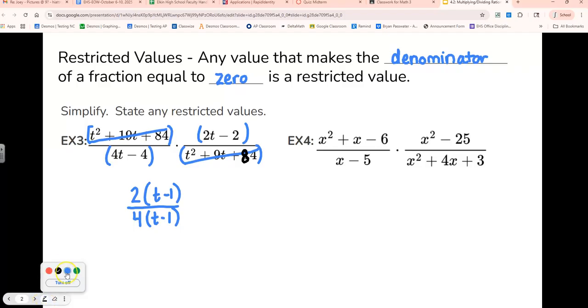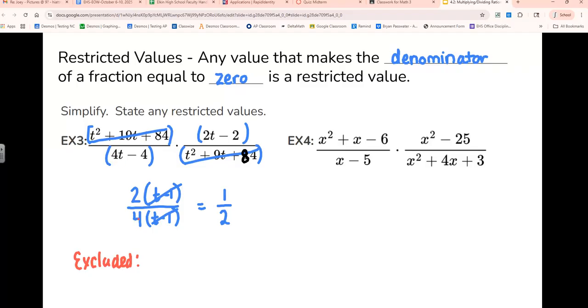So for this, these cancel. We've got 2/4, but 2/4 will reduce. We will just get 1/2 for that. Now, we are still actually going to have to factor that t squared plus 9t plus 84 because we need to know excluded values. And excluded values, we have to know what it is even before we cancel.